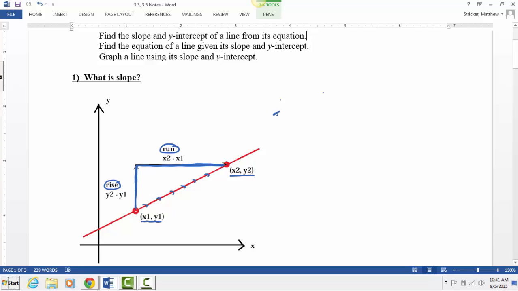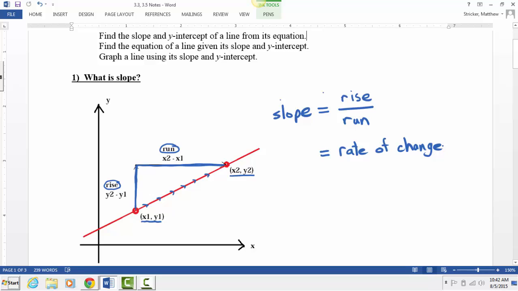So slope is the ratio of how much you rise over how much you run. More importantly though, this has many applications when we're talking about applications that have constant change. So we also want to think about slope as a rate of change, and especially in regards to applications.